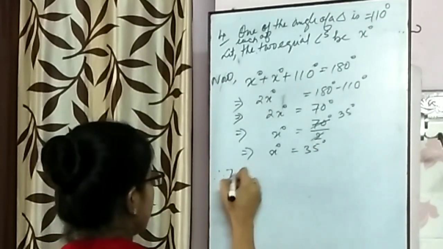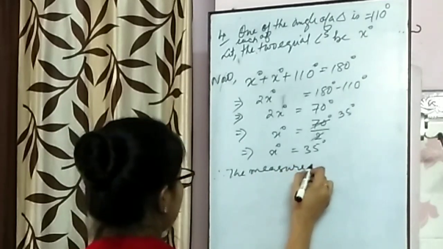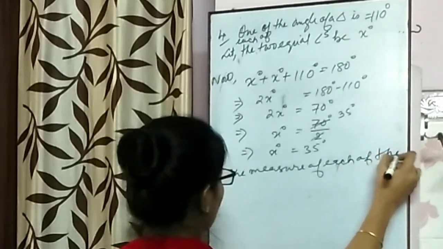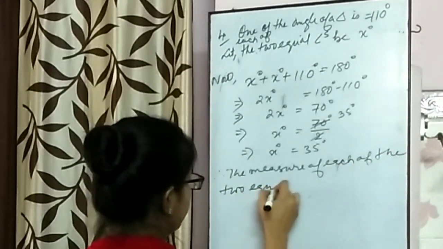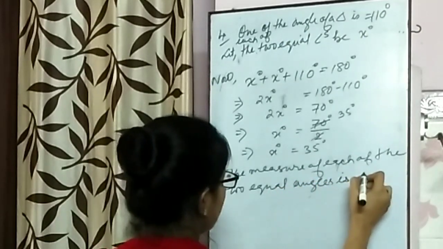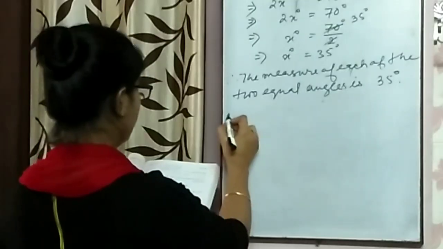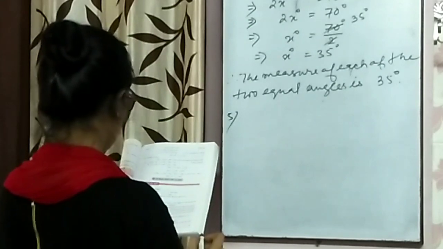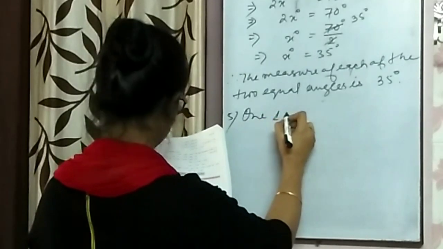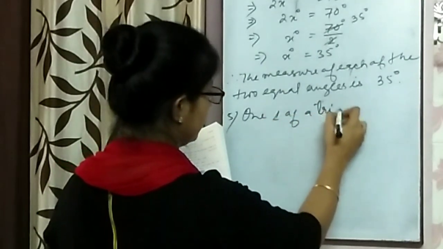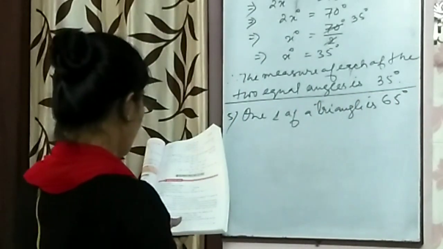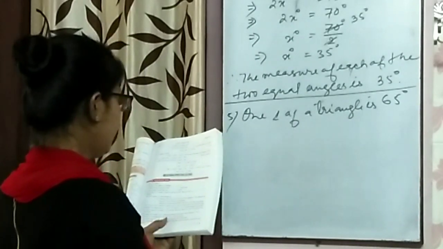Therefore, the measure of each of the two equal angles is 35 degrees. For the remaining questions, I am giving you hints. Question number 5. One angle of a triangle is 65 degrees. Find the remaining two angles if their difference is 20 degrees.